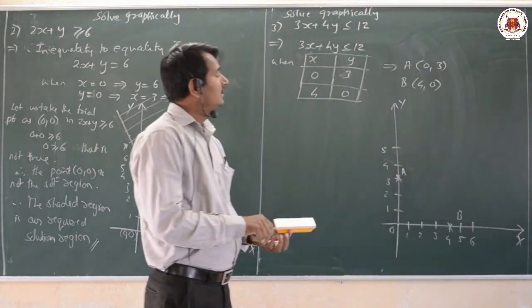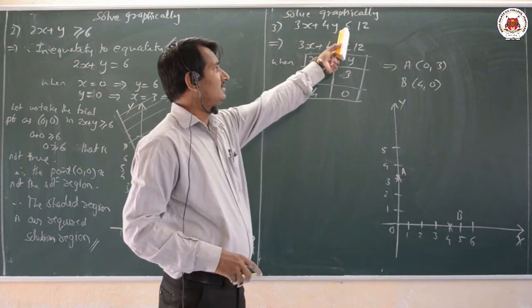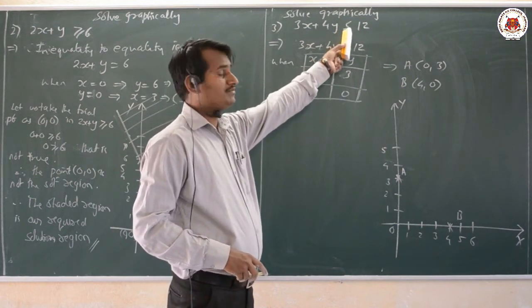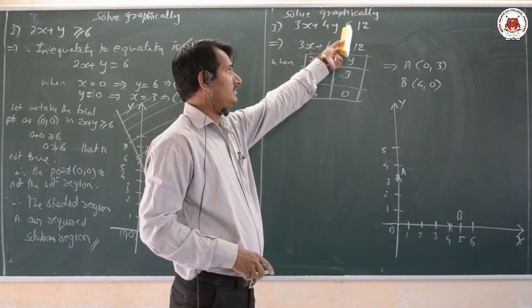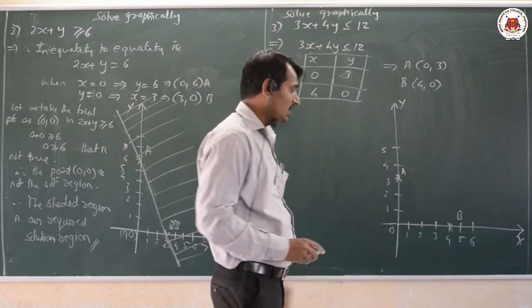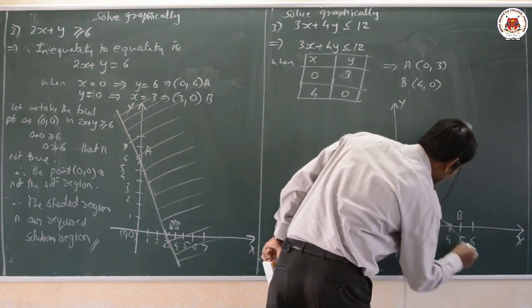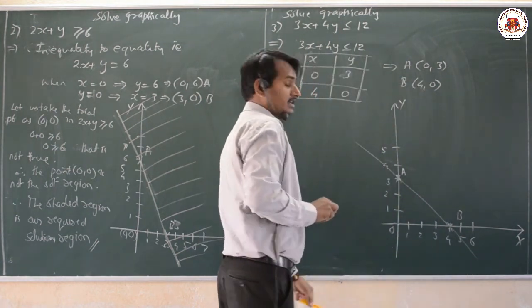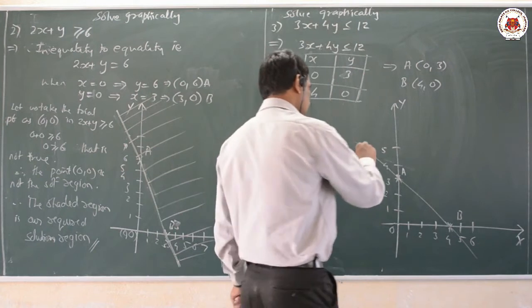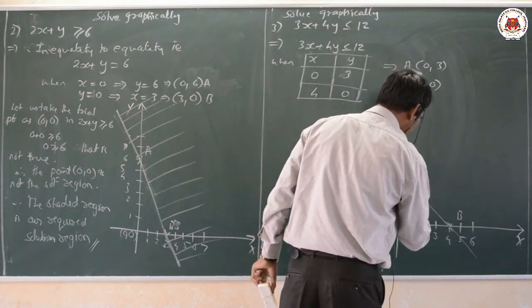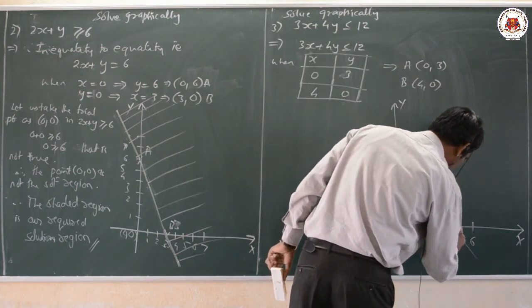Next thing is whether the inequation is slack or strict. Here we can observe that it is slack. Slack means less than or equal to, means it is a solid line here. Dear students, which type of line is it? It is nothing but our solid line here. I will draw the line here, dear students. Okay, this is the one step.